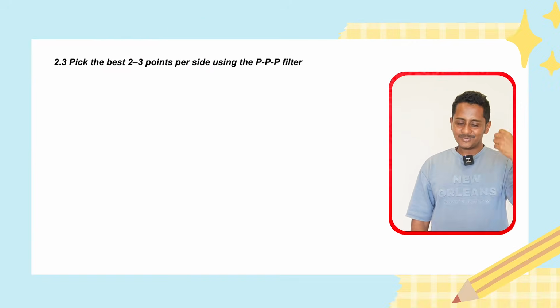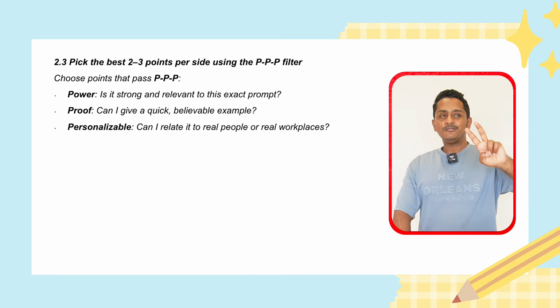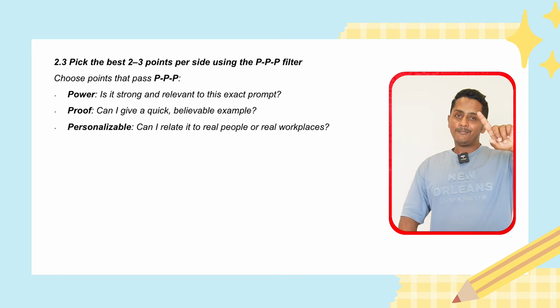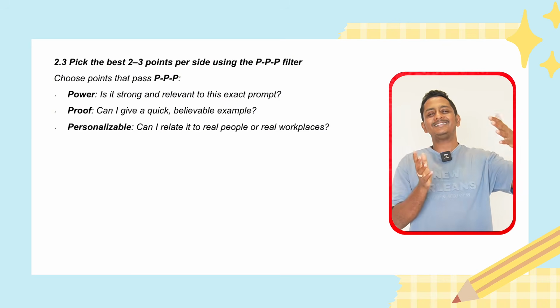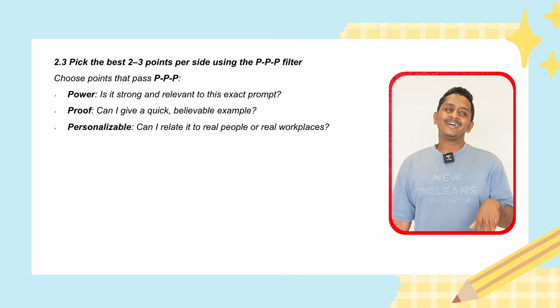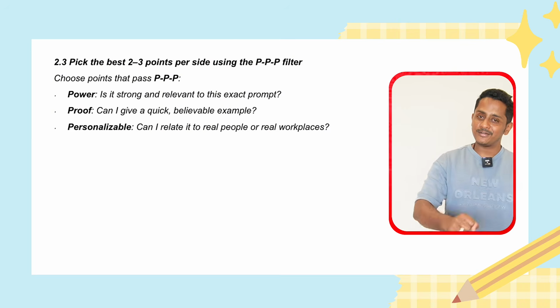Then pick the best 2-3 points. You have listed a lot of things. Now pick the best 2-3 points using the PPP filter. Power, proof, personalizable. Power, something that is very strong. 6 ideas that I wrote for replacing, 6 ideas that I wrote for creating jobs. In those 6, pick 2-3. How do you choose something powerful, something strong and relevant?